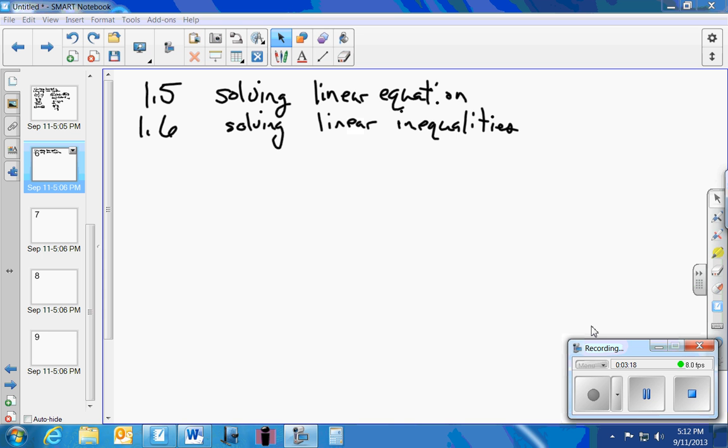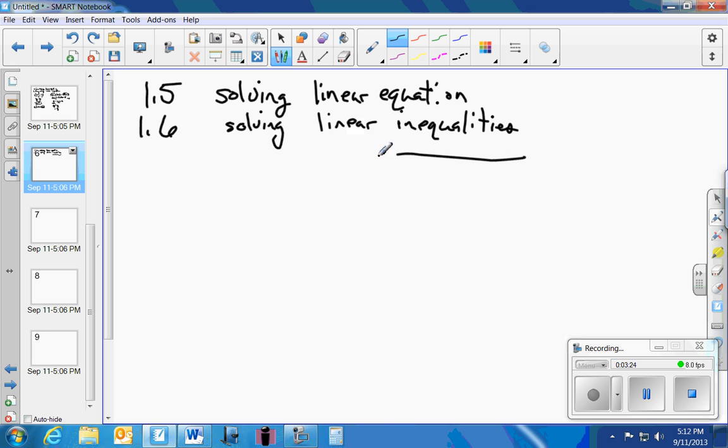Now for 1.6, we will do linear inequalities. So inequalities are these little signs. So I have greater than or equal to, less than or equal to, or we also have greater than and less than. I always call these my little anime symbols because I make little angry Japanese people out of them.